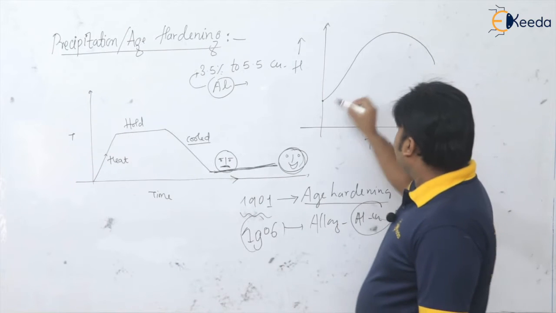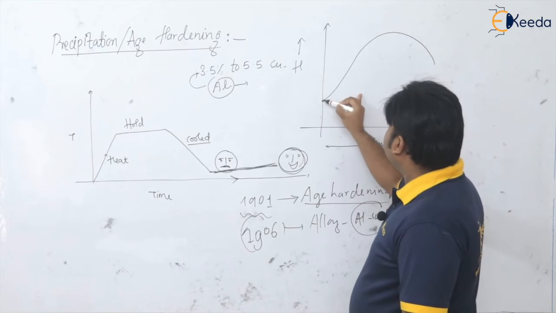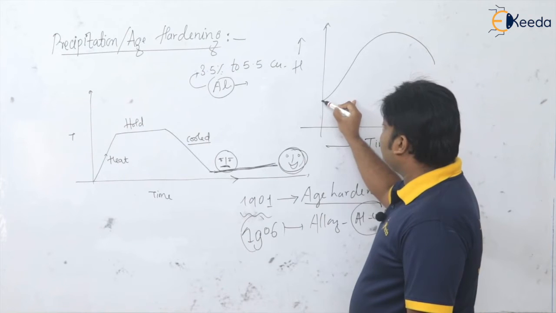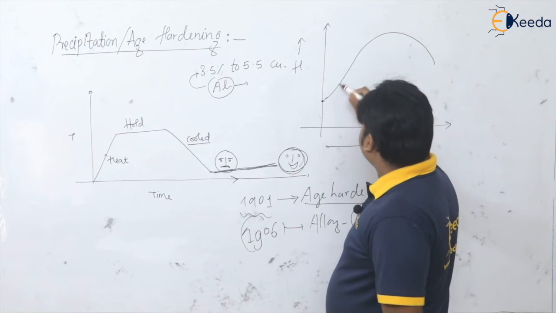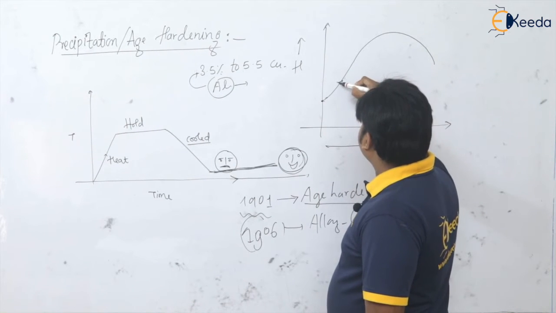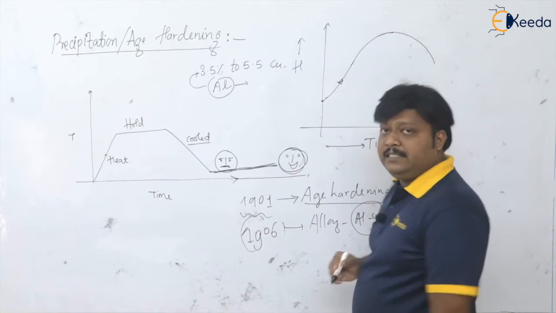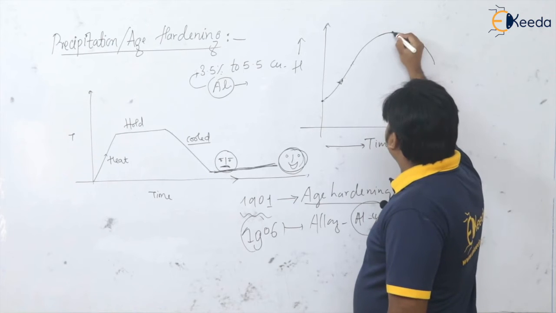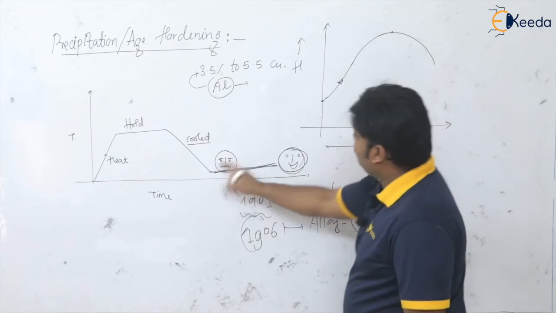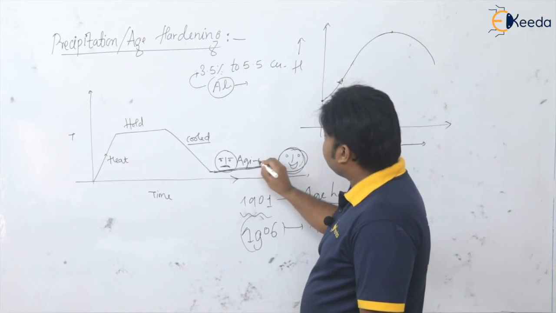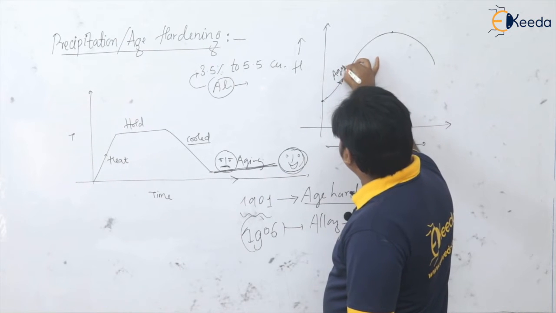Okay, so as the time goes on increasing after the hardness at the time of quenching, the hardness goes on increasing, isn't it? This was the observation. So what is this period? This is the aging period.